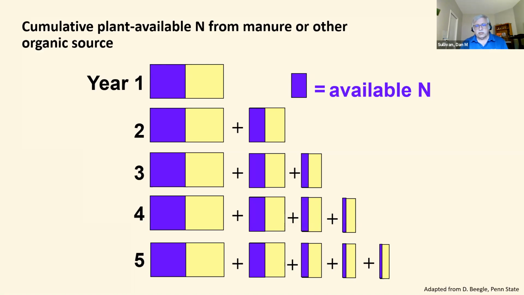continued mineralization of nitrogen from what was applied in previous years. So you can see by the time we get to year 5 that the available fraction, which is in the blue, is the sum of what is available this year plus what is mineralized in the 4 previous years.